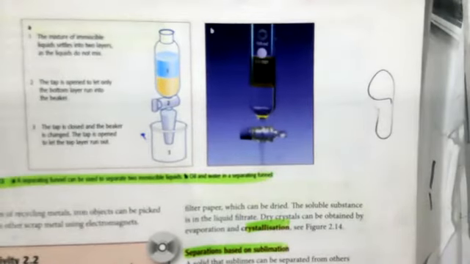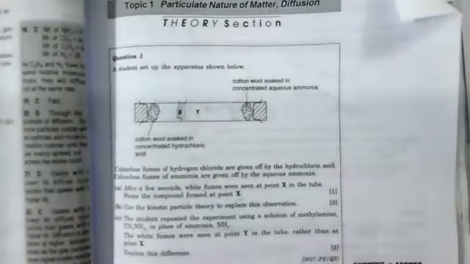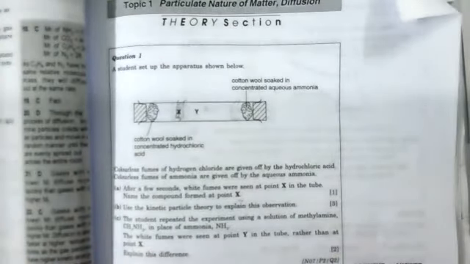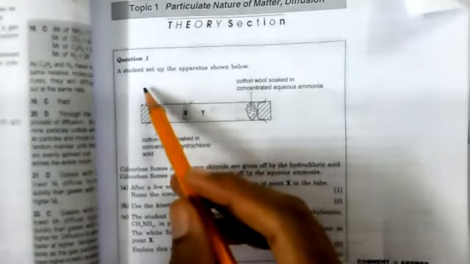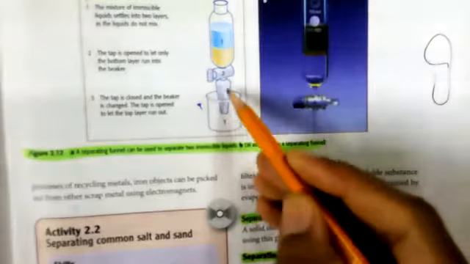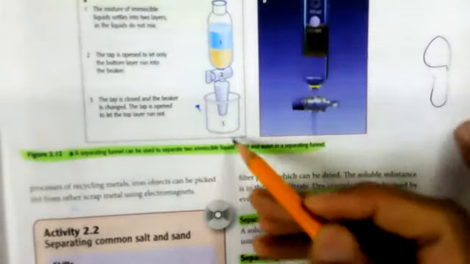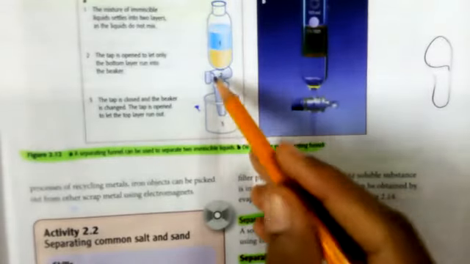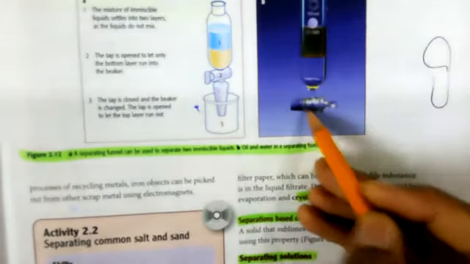Ma'am, does this separating funnel have a pipe connecting to the tap? No, beta, there's no pipe. It's like there is already a nozzle here through which the liquid drips out. We are not talking about the sink tap. We're talking about this tap.